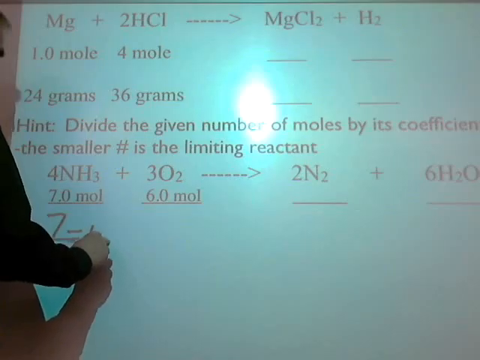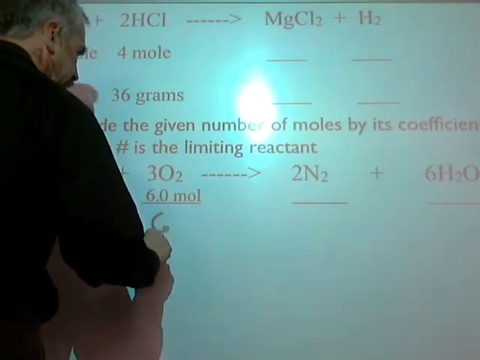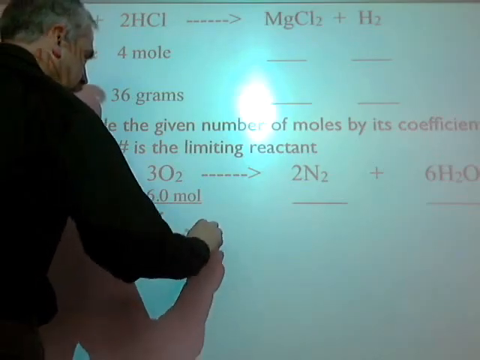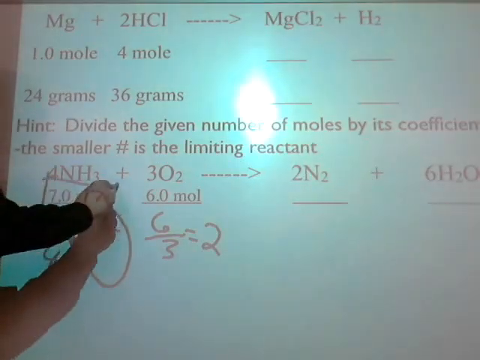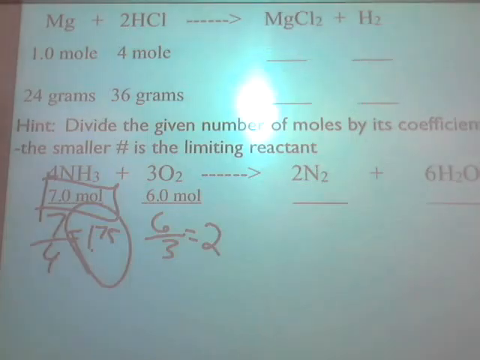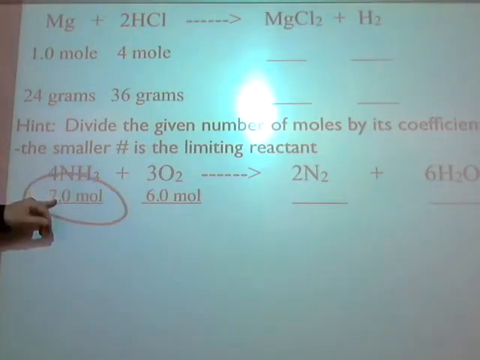Basically 1.75, right? And 6 divided by 3 is what? 2. So the smaller number is this guy, right? So that's the correct one, that's what we're going to use. So we're going to use 7 moles. Now, here's the problem. I know he's a limiting reactant, so I'm going to use him.